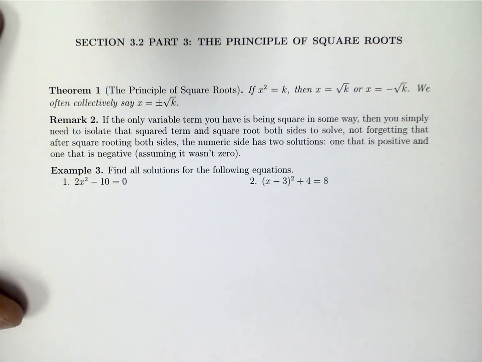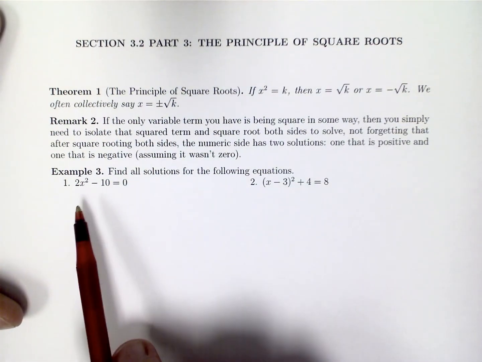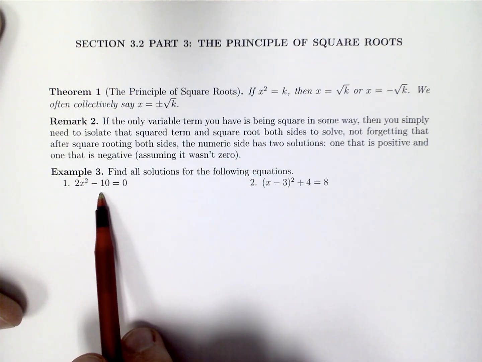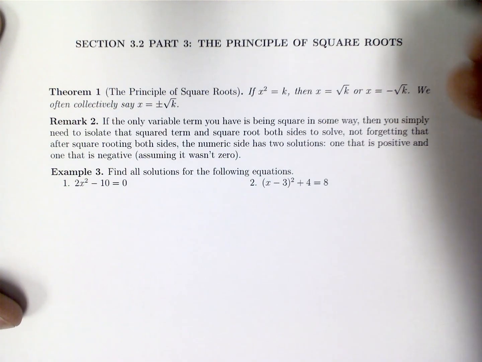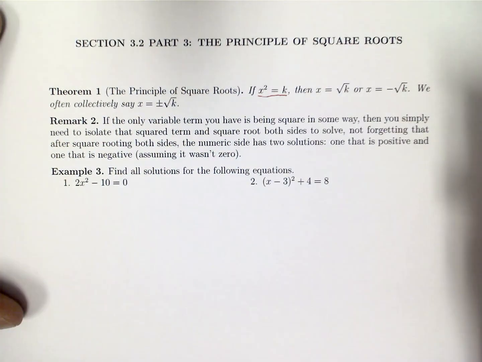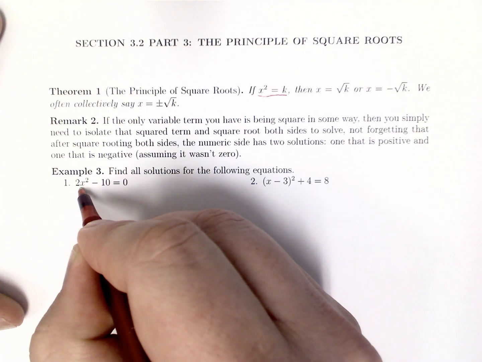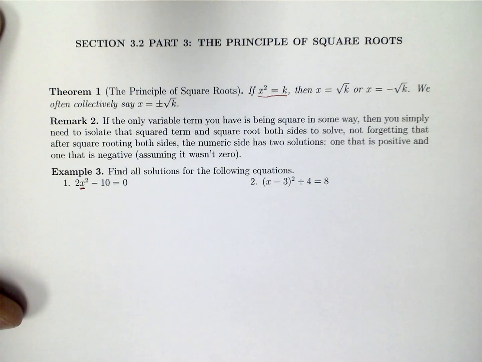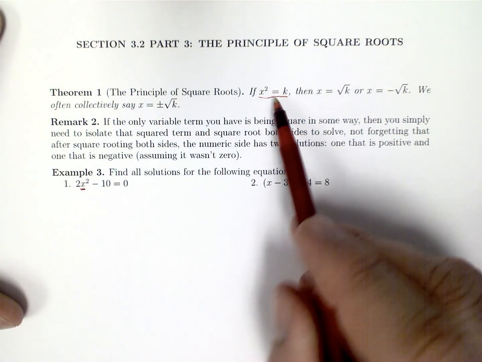All right. So how do we do this? Well, let's look at this first example. 2x squared minus 10 equals 0. So we were looking for when x squared equals k. So here is the x squared, right here. What do we have to do? Well, we have to isolate that x squared so that we can do this method.